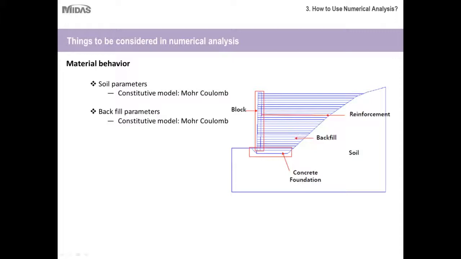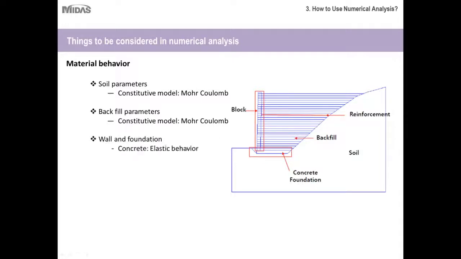For soil parameters, you need to pick the appropriate constitutive model. Most commonly used one is Mohr Coulomb, and similarly for backfill parameters, you can choose Mohr Coulomb as the constitutive material model. Since the two soil types might be different, but are still behaving as per Mohr Coulomb, their parameters could be different. So separate field tests should be performed for backfill material and soil material, and use those appropriate parameters for definition of these models. So this is very important.